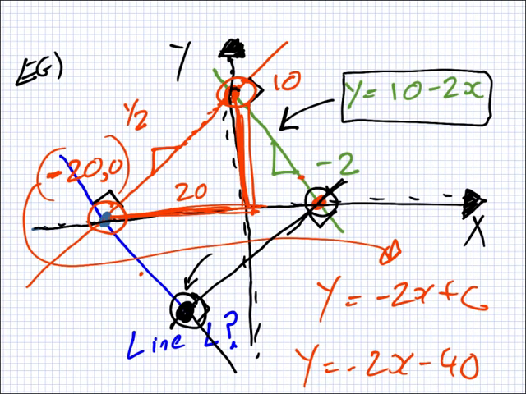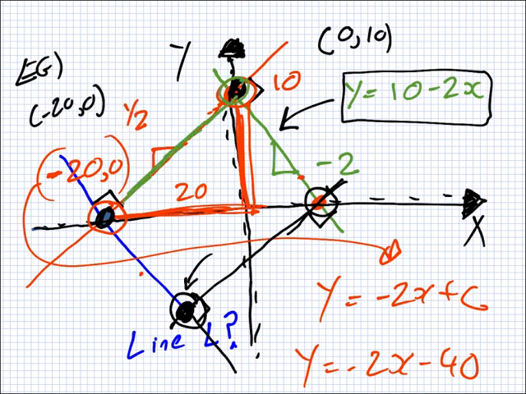But if you look at it like this, what is this point here? This is the point 0, 10. And what's this point here? This is the point minus 20, 0. Now, if I start here and move down to here, what have I changed in the x and the y? I went from 0 to minus 20, so I've done a minus 20 on x. And the y went from 10 to 0, so it's minus 10.